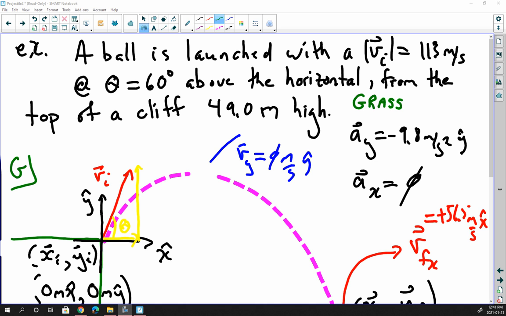Okay, so here is our first example. This is your first full-blown projectile motion question. Example: a ball is launched with an initial velocity that has a magnitude of 113 meters per second at an angle of 60 degrees above the horizontal from the top of a cliff that is 40 meters high. And to solve this and all other projectile motion questions, I expect you to use graphs.